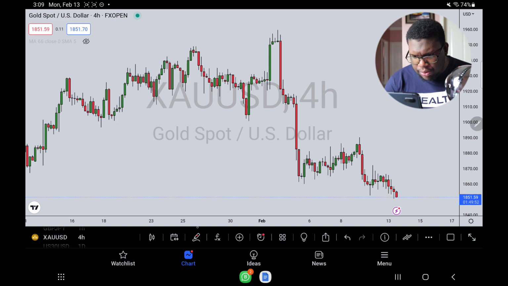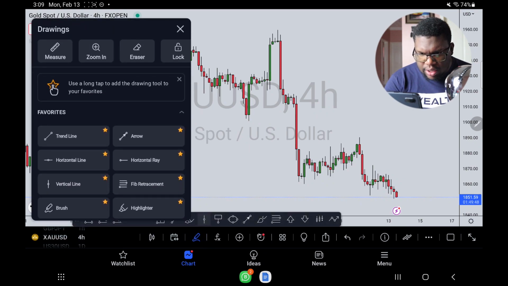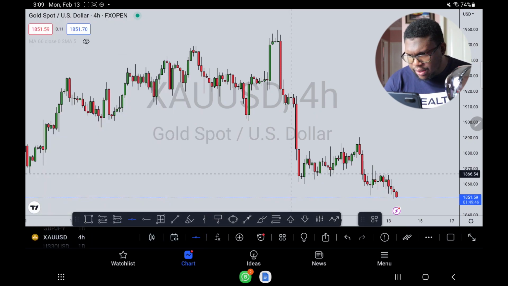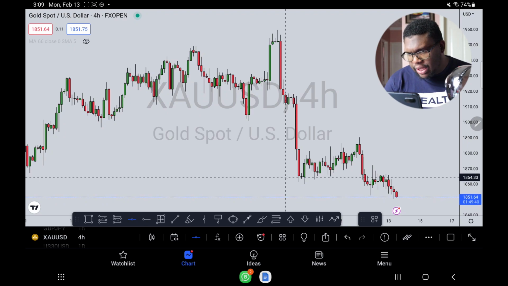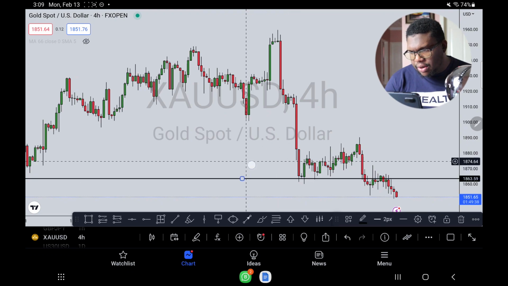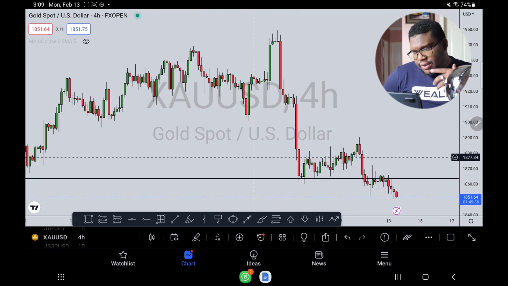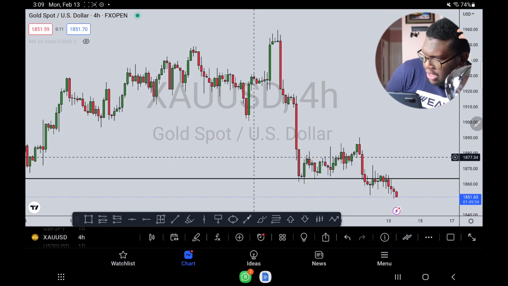So what we do, we get our horizontal line, right? And it's good to use the crosshair because when you use the crosshair, you can put it right across. So for example, we're going to plot one right there. So you see it right there. So this is a good support and resistance level, as you guys can see, right? So this would be a good level to take buys or to take sells.